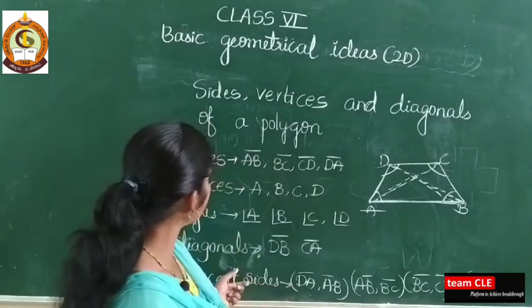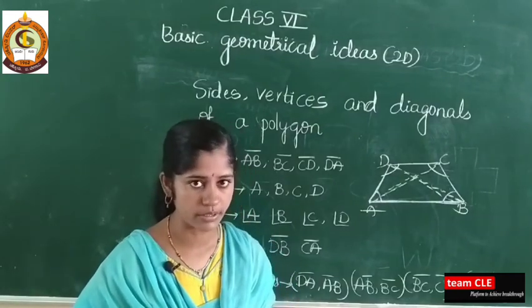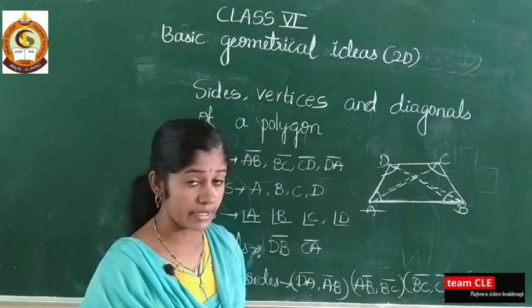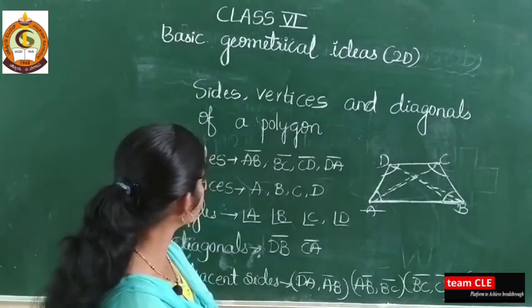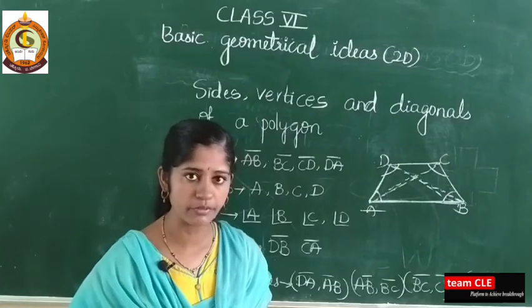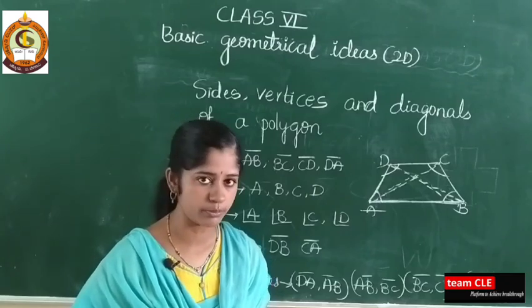And this is about polygons. In this class you learned simple curves, types of curves, position of a point in a curve, and about polygons and sides, vertices and diagonals of a polygon. That all I have explained. With this I have solved some examples from your exercise 9.2 also.